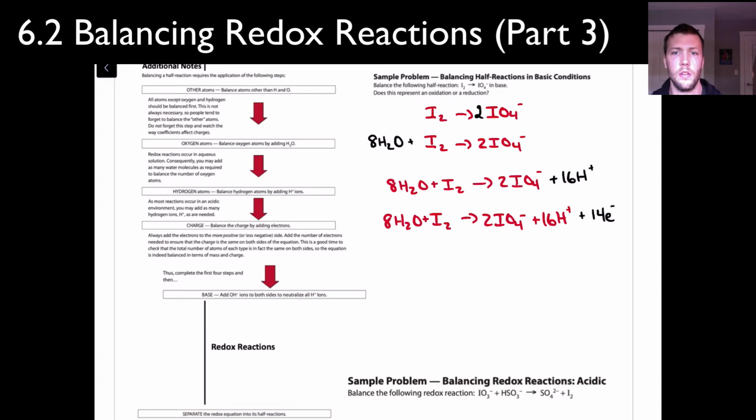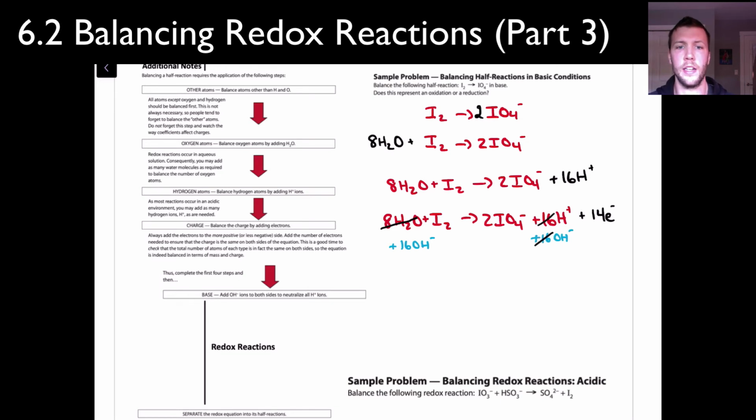Lastly, to convert this to basic conditions, I need to neutralize my hydrogen ions. I do that by adding 16 hydroxide ions to the products and the reactants. The 16 hydrogen ions and 16 hydroxide ions will neutralize each other to form 16 water molecules.